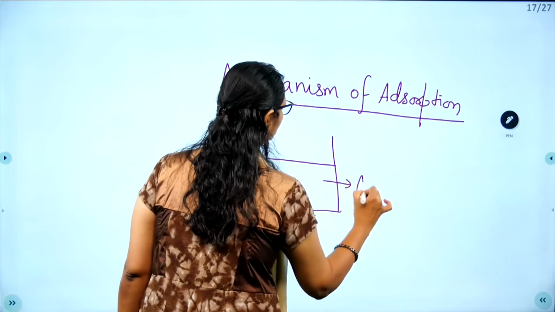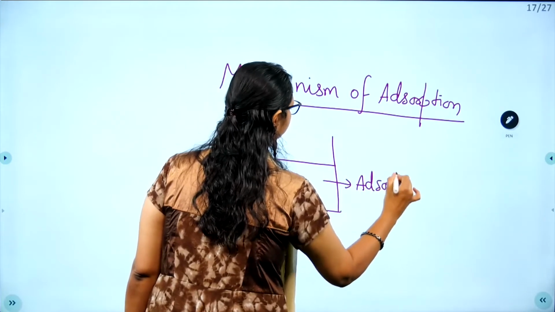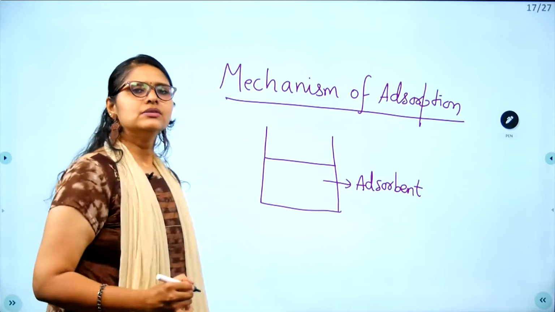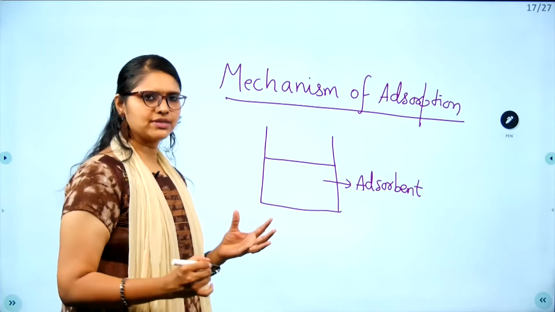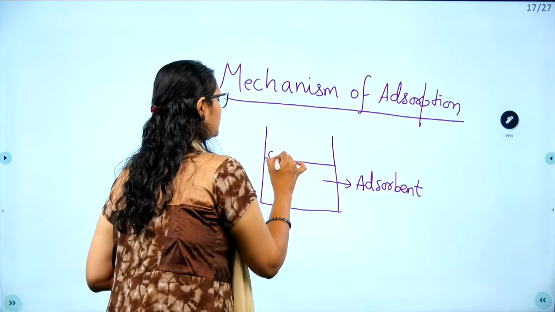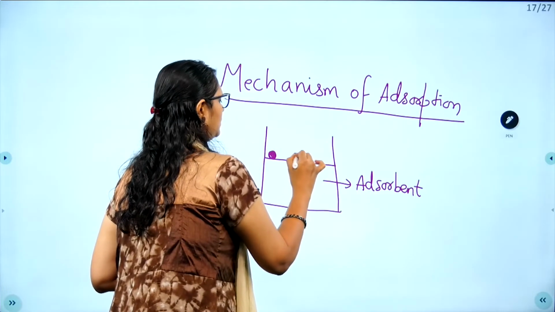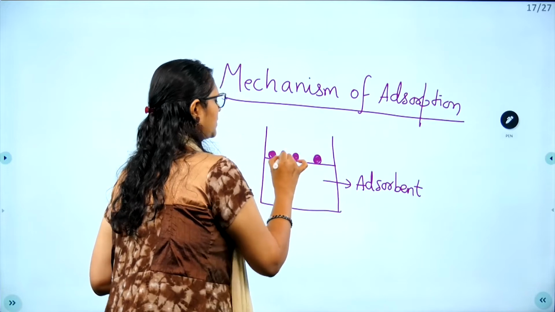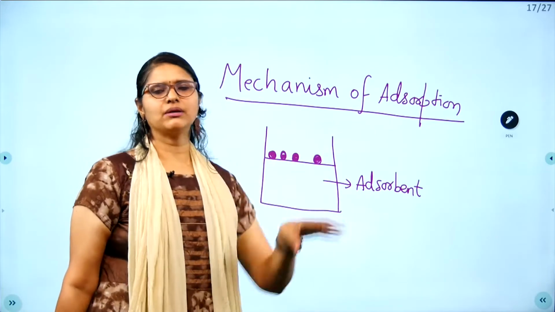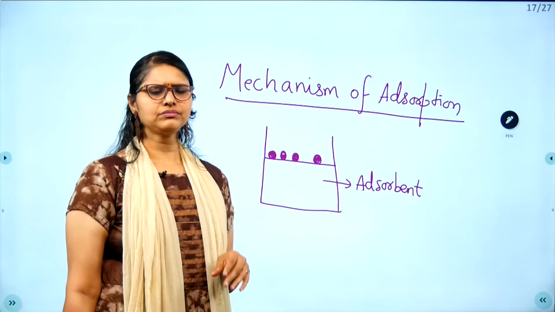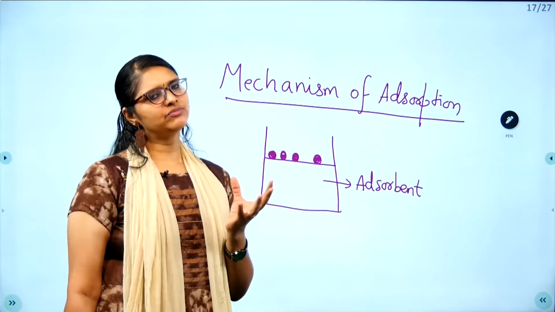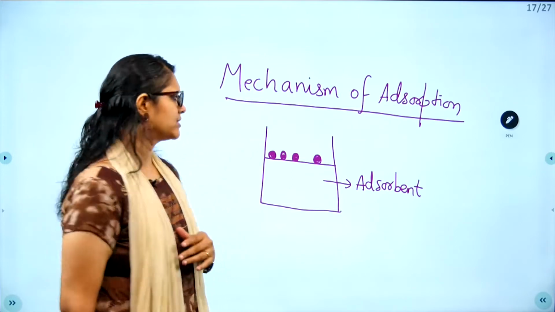Now this is the adsorbent, for example. So now your adsorbate is going to get adsorbed on the surface. On the surface it will come and get adsorbed. Now what is the mechanism followed in this adsorption? That is what we are going to see.